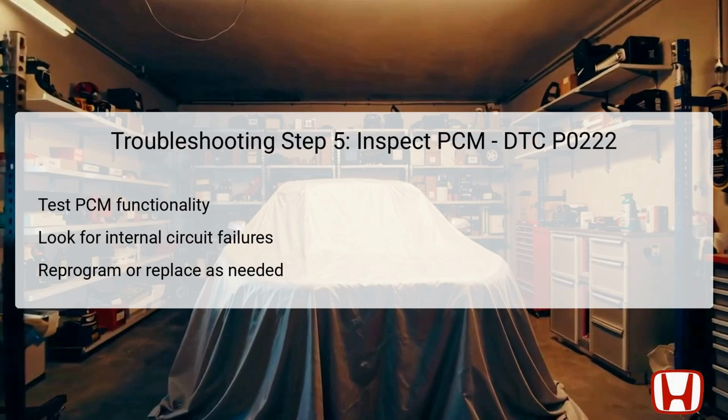The fifth step in troubleshooting DTC P0222 involves inspecting the powertrain control module, PCM, for functionality. Given that the PCM must interpret signals from the throttle position sensor B accurately, any internal failure within the PCM can lead to miscommunication errors and trigger the DTC. Testing the functionality of the PCM might include checking its connections, ensuring all inputs are recognized, and looking for signs of failure or errors.